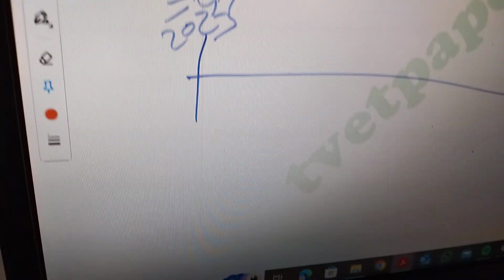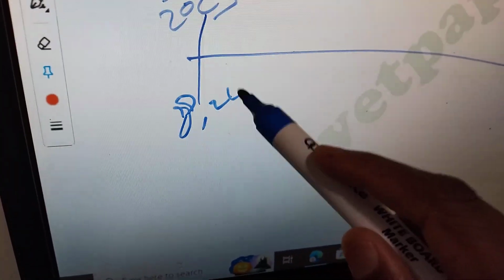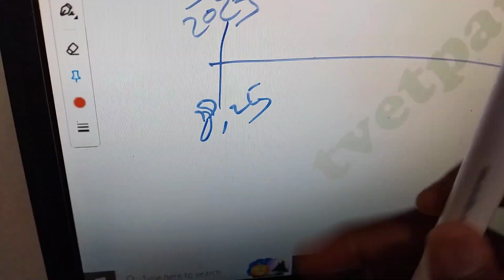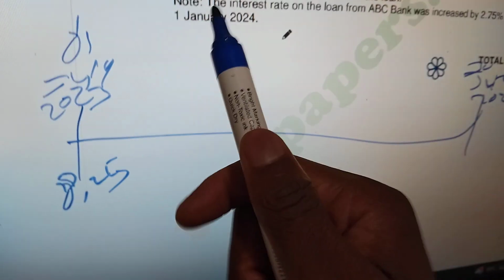8.25, I mean to say. So this is our loan. So it was 8.25 from here, 8.25 again at our financial period beginning. 8.25 again. Then the 1 January the rate increases again.